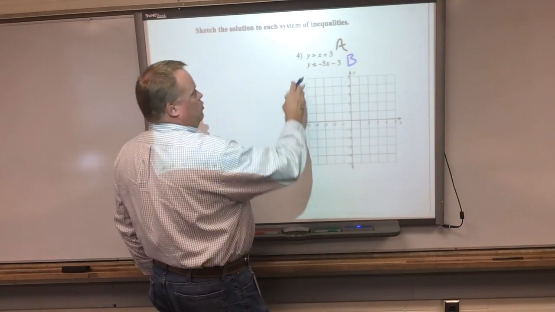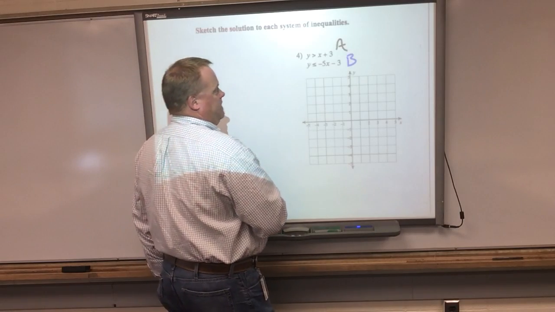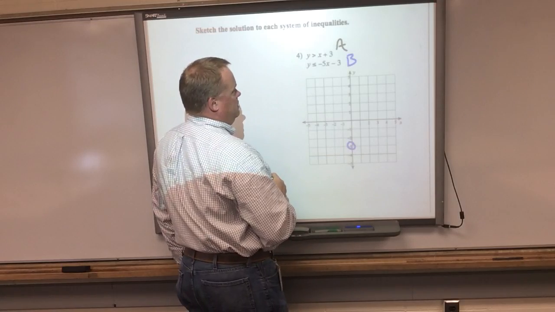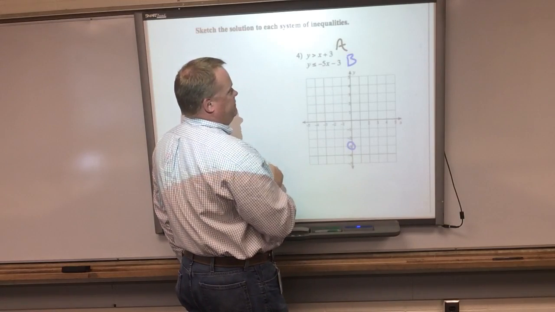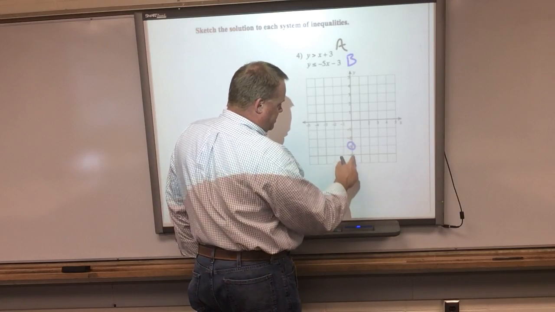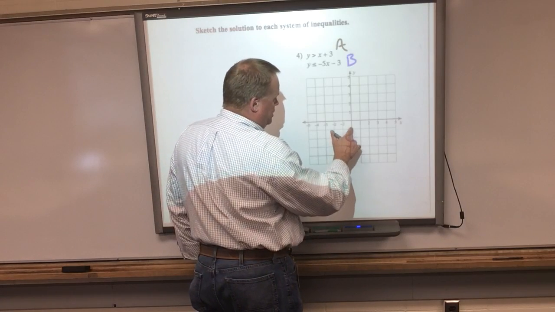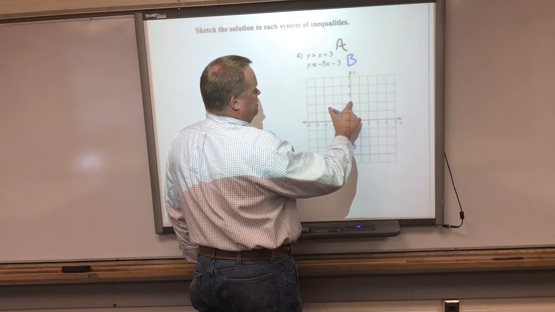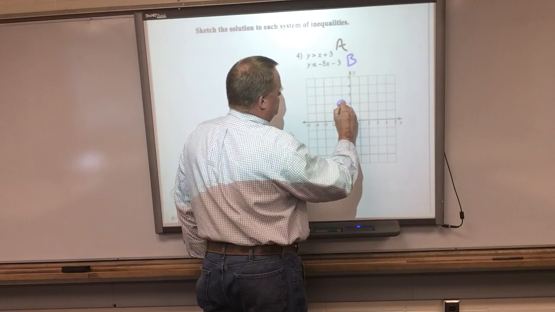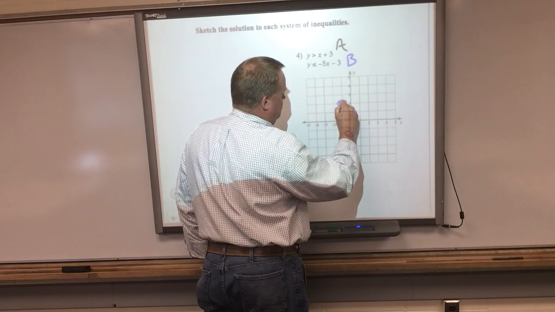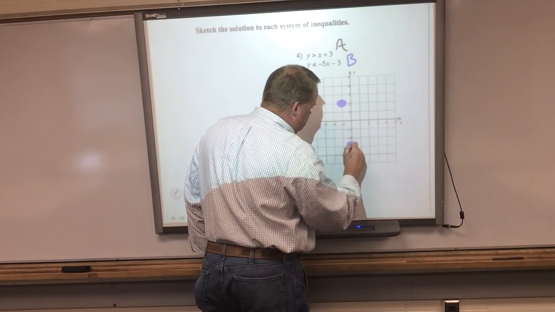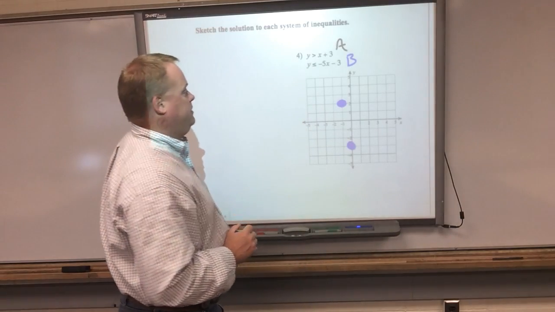Y is less than or equal to negative 5x minus 3. Open circle at negative 3. My slope is negative 5, which means negative 5 over 1. I can't really go down 5, so I'm going to have to go up 5: 1, 2, 3, 4, 5. But the negative means I have to go to the left. Since it is equal to, I am going to close these circles. Okay, so these points on the graph are going to be closed.